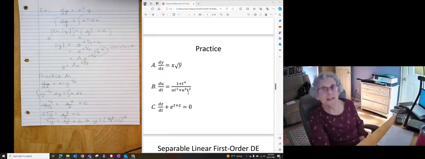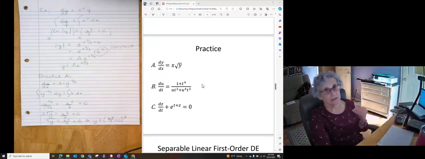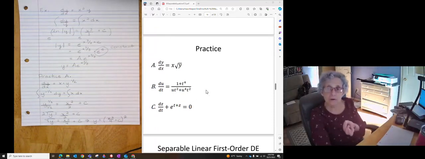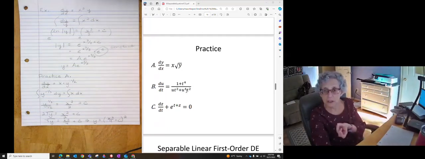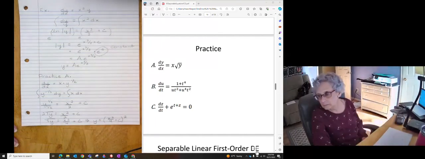Now the next one, you're going to need to factor that denominator before you start trying to separate it. You can't look at that and say, oh, that's separable. But when you factor out down below, factor out t squared from u plus u to the 4th times t squared, it's going to work out. So give it a try and we'll meet back and compare.